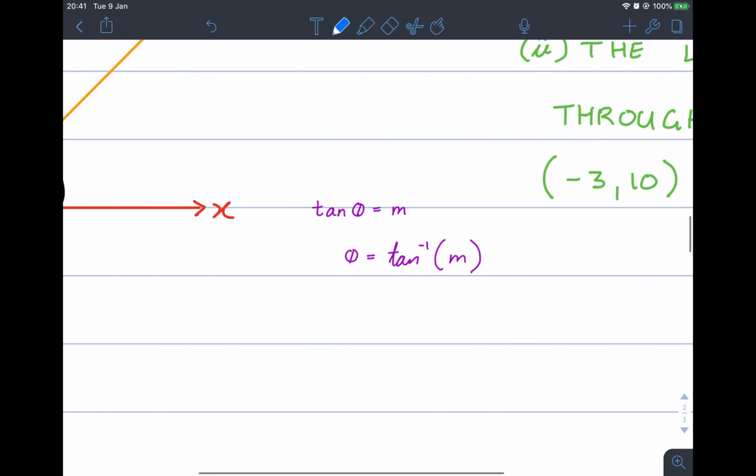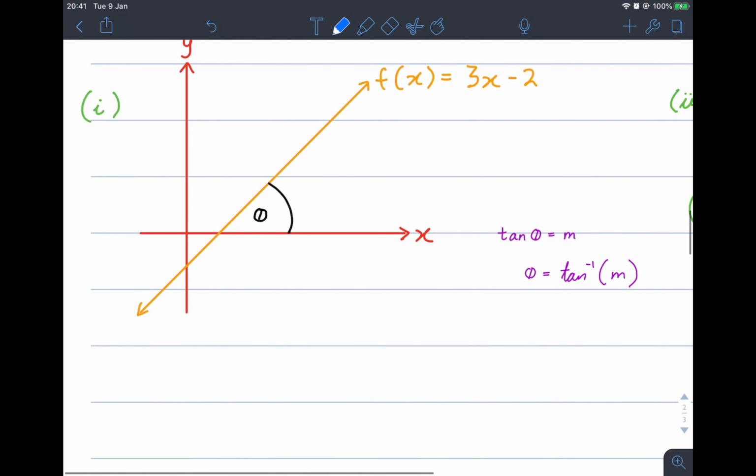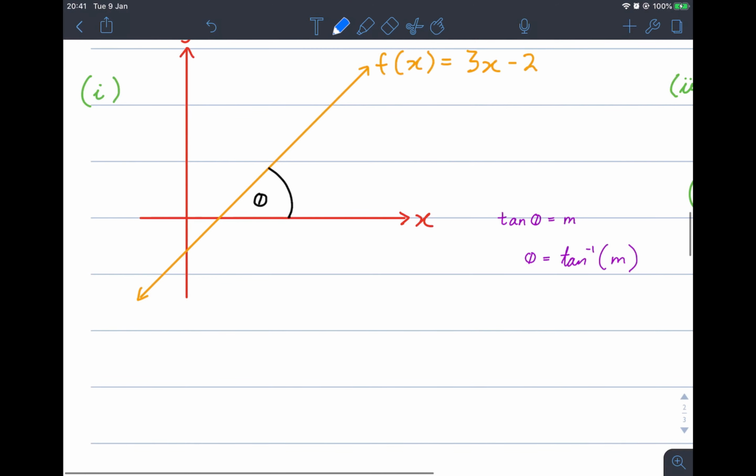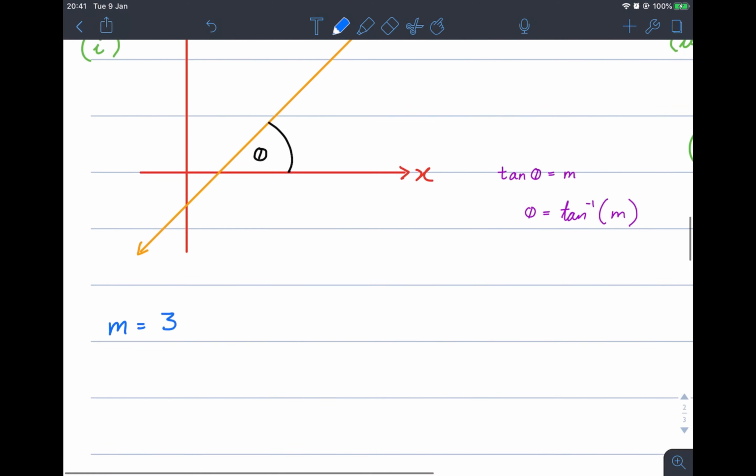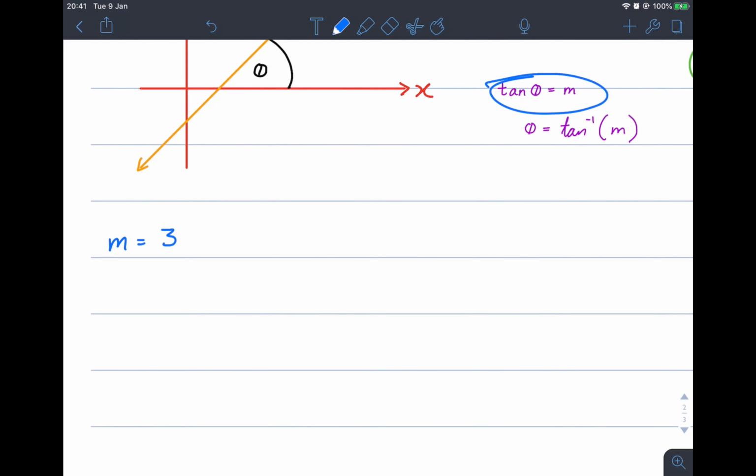So tan theta is equal to m. So for this function, we need the gradient. Fortunately for us, it's very easily provided here. It's 3. So our gradient here, m is equal to 3. Using our trig relationship, we get tan theta is equal to 3. Theta is equal to the inverse tangent of 3.